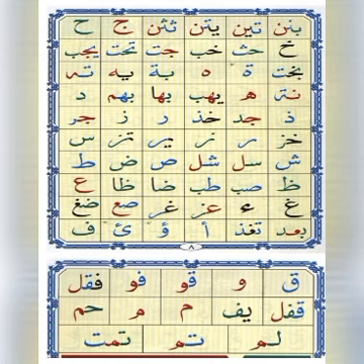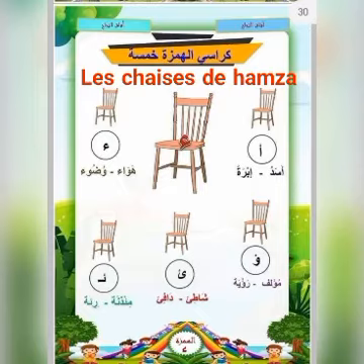Hamza, hamza, hamza. We notice here that there is alif and hamza, waw and hamza, and ya and hamza. These are chairs of hamza, okay? And we cannot talk about it. So we cannot say alif hamza, waw hamza, ya hamza. This is wrong. We say only hamza. We don't pronounce the chairs of hamza.